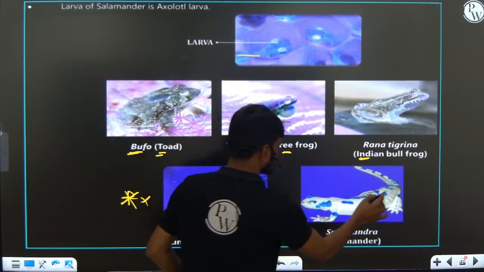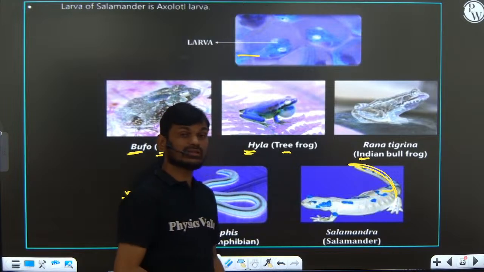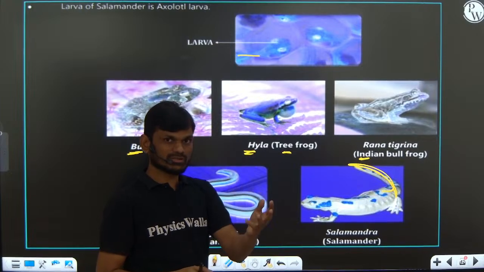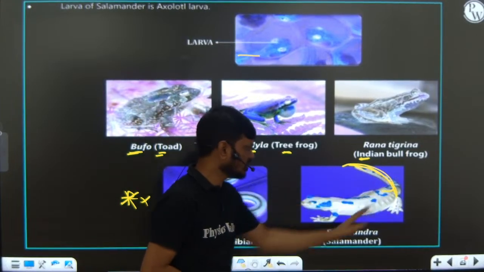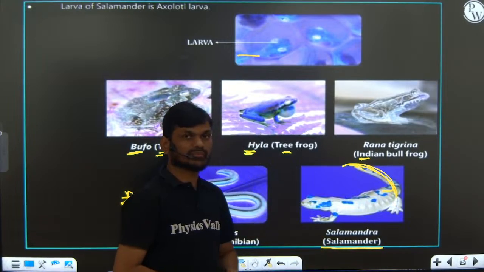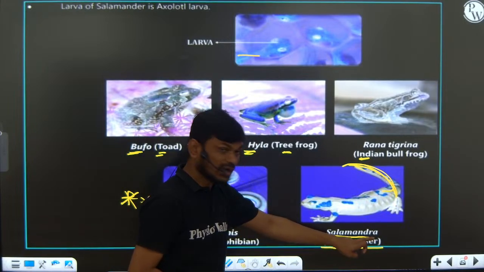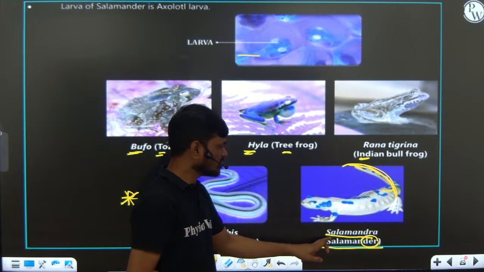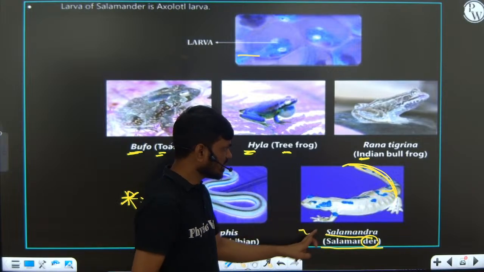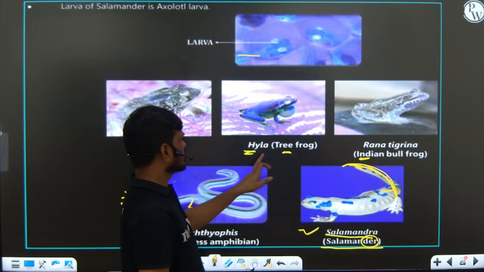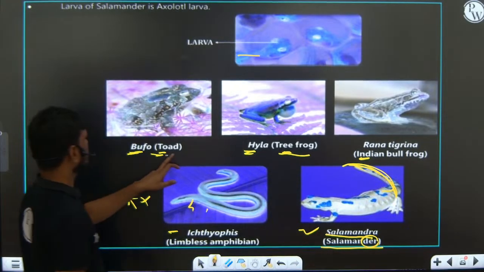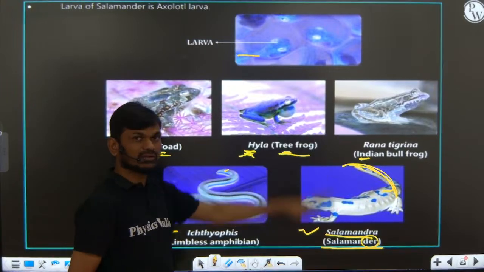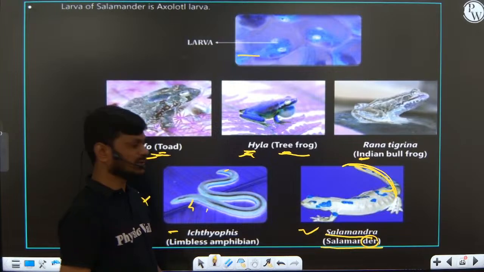Salamander, you can see, is a tailed amphibia. Presence of the tail, I told you. Trunk and head are present, and I told you some animals belonging to amphibia may have a tail. Example, salamander. Common name is Der. This you should remember. Salamandra salamandra is the scientific name. Bufo is a toad. Hyla is a tree frog. Then Rana. So these are the examples, very, very important.